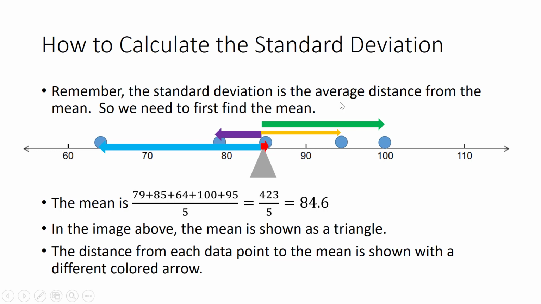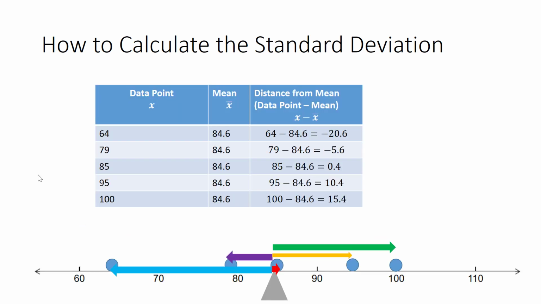We want to find the average distance from each data point to the center, or the mean, of the data. So the easiest way to calculate standard deviation is to create a table. Let's look at the table we have here. The first column is the data point itself, and we are going to represent that by the variable x. So again, x represents the individual data point. We have 5 data points: 64, 79, 85, 95, and 100.